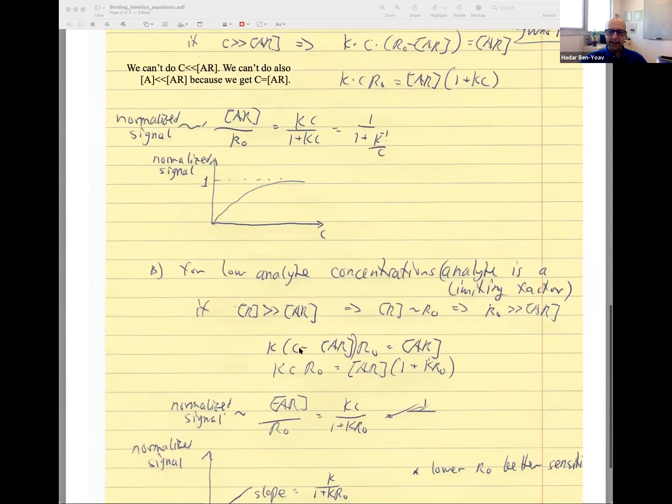And then we put it in this equation, and you get KC minus AR times R0 equals AR, and KCR0 equals AR times (1 plus KR0). And again, we divide by R0 to get our signal, AR over R0, equals KC over 1 plus KR0. This is our normalized signal. And this equation holds only if we have very low concentrations of analyte. It's different than this equation, which told us about the high concentration of analyte, and this one is different, for low concentrations of analyte.